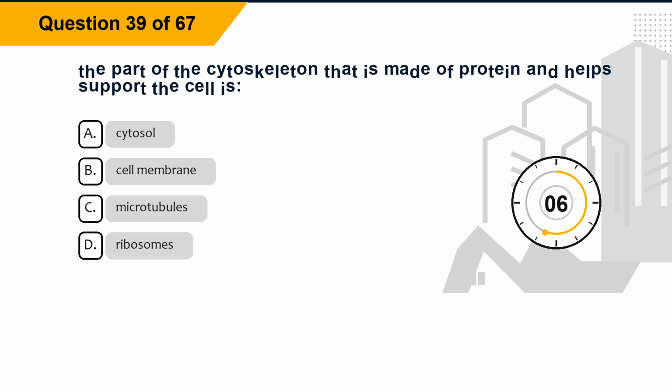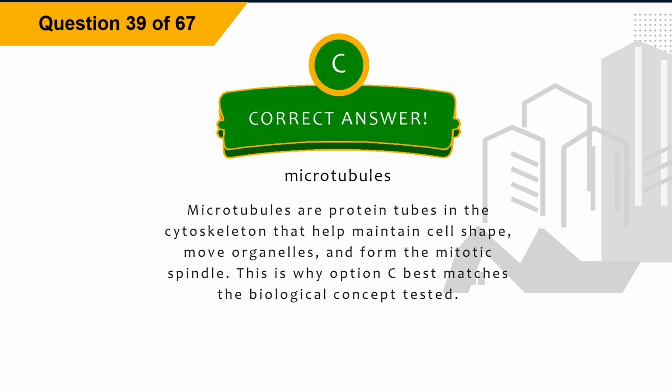Cytosol. Option B. Cell membrane. Option C. Microtubules. Option D. Ribosomes. The correct answer is option C. Microtubules. Explanation. Microtubules are protein tubes in the cytoskeleton that help maintain cell shape, move organelles, and form the mitotic spindle. This is why option C best matches the biological concept tested.